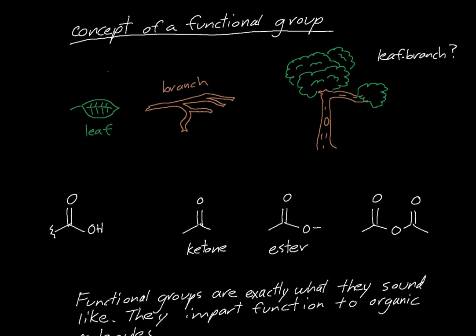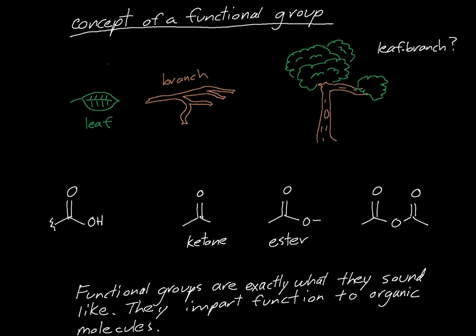The concept of a functional group is important to understand. So here's an analogy, maybe not the best analogy, but a leaf is a leaf. A branch is a branch. When you see something like this, do you call it a leaf branch? No, you call it a tree. So the word tree has a meaning that conveys all of it, not just a part of it.